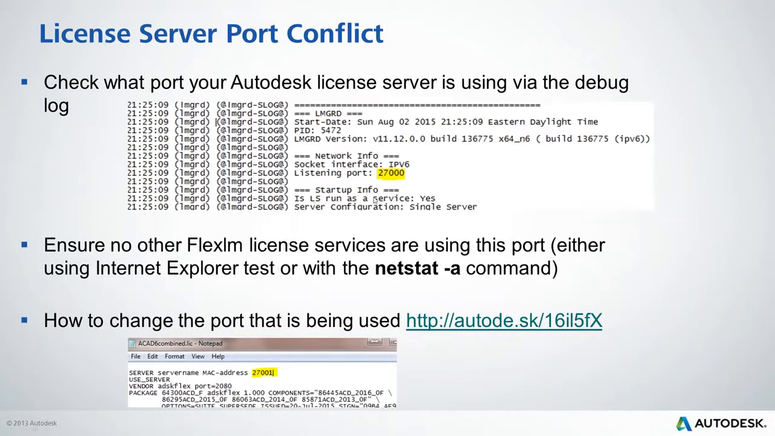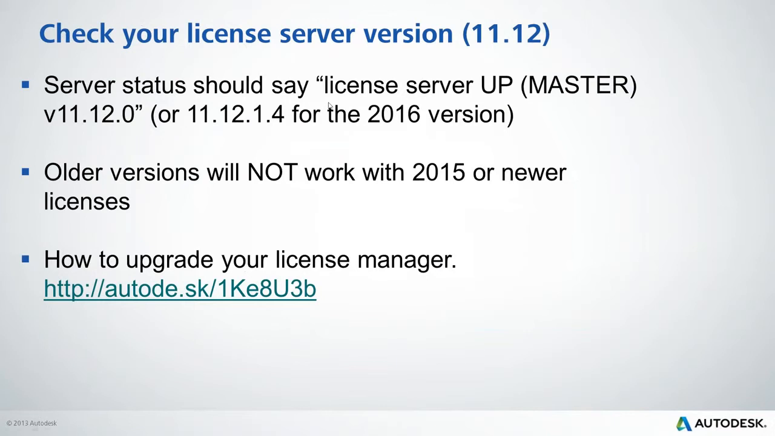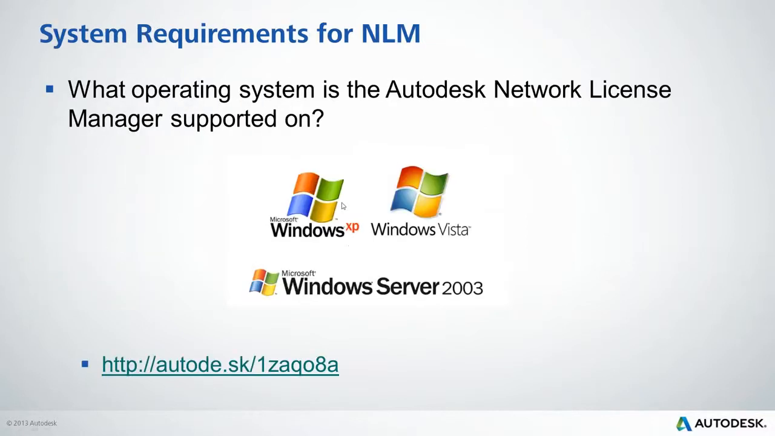We talked about this already. You want to make sure which port you're using is available on the server, and you can also see which port you're using on the license file itself. The license server should say up, vendor name should say up. Older versions will not work for the 2015 or newer software, and we have a step-by-step guide on how to upgrade your license manager. As I mentioned before, Windows XP, Windows Vista, and Windows Server 2003 are no longer supported to use the software for the newer versions, 11.12 and newer.